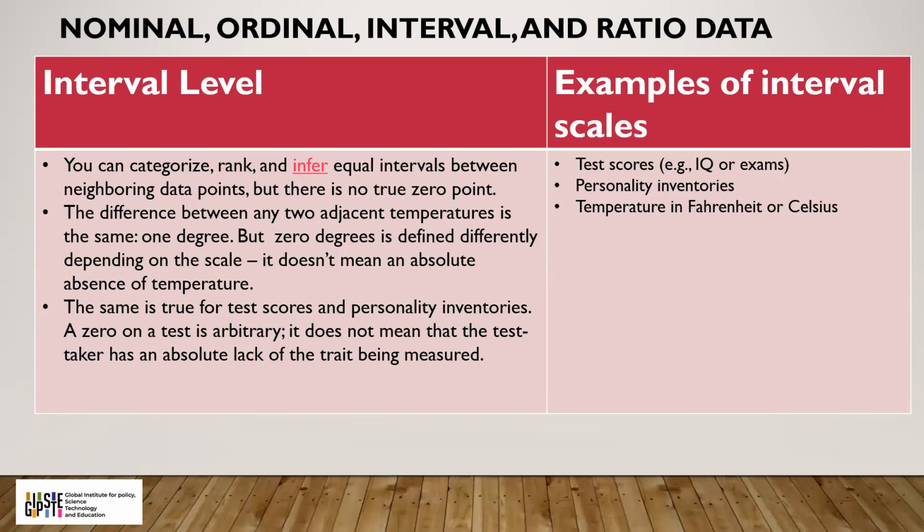So the difference between any 2 adjacent temperatures is the same. 1 degree is what you need to look at. But 0 degrees is defined differently depending on the scale. It doesn't mean an absolute absence of temperature. The same is true for test scores and personality inventories. A 0 on a test is arbitrary. It does not mean that the test taker has an absolute lack of the trait being measured. No, it's just an arbitrary number.